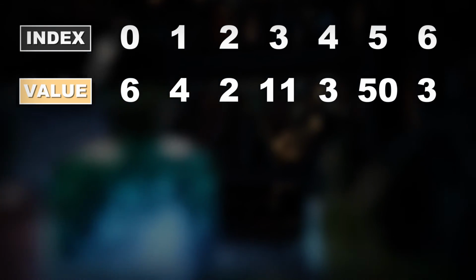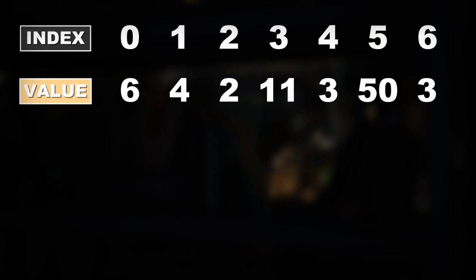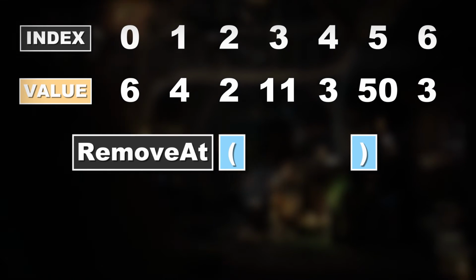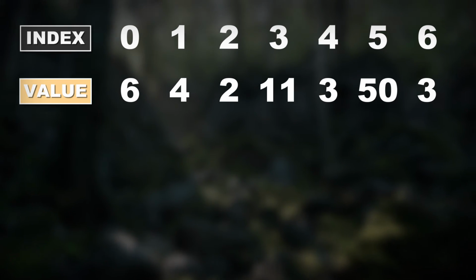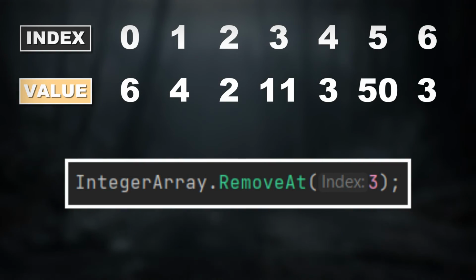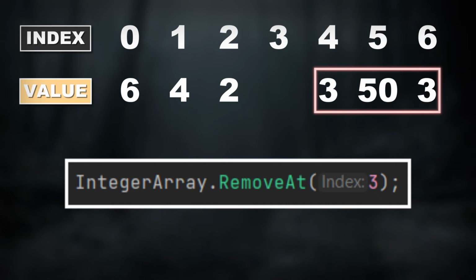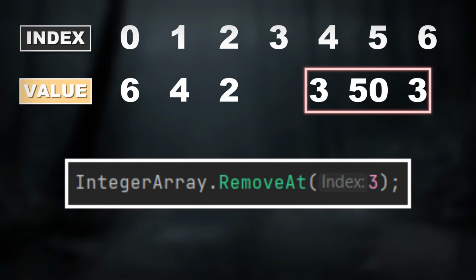Sometimes you might also need to remove elements. For that you can use remove at to delete an element at a certain index. For example, we can use the index 3, then the element at index 3 gets deleted and the block that follows after moves 1 up.